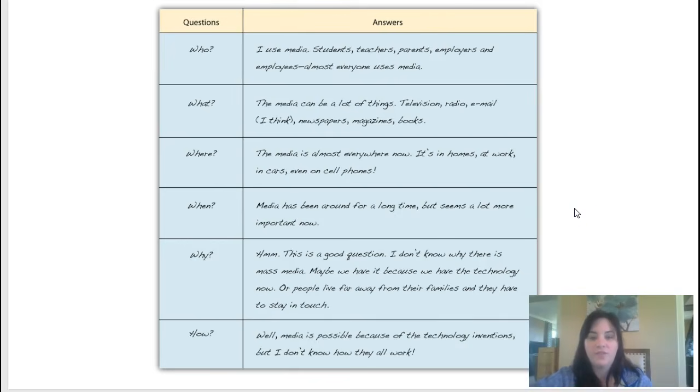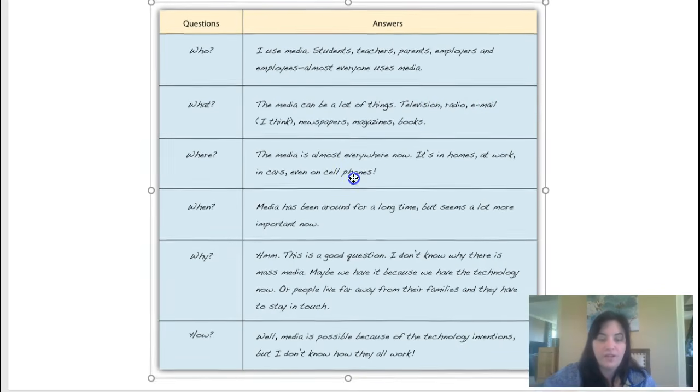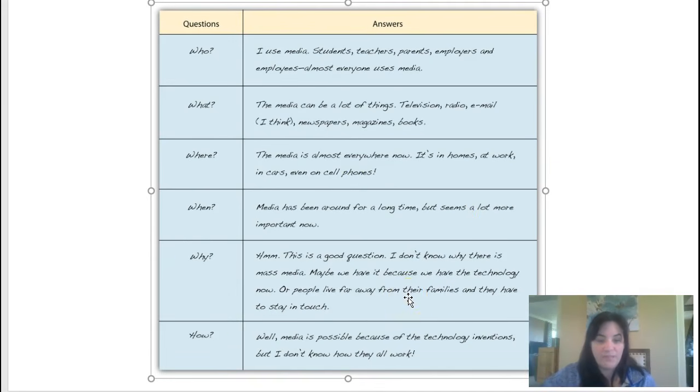So if we look at the answers to the questions and we look for trends, here we have media is in a lot of things. Look at TV, radio, email. Media is almost everywhere, including on your phone. Media is a lot more important now. Why do we have media? Because we have the technology, people can stay in touch. And how is media accomplished? Through technology inventions. So from here, a great topic would be how technology innovations have impacted or increased media. So this student went from, I have no idea what to say about media, to having a topic.